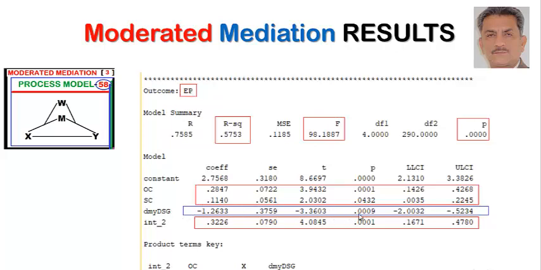Then designation is also significant, as it was in the case of OC, but it is negatively affecting employee performance. The interaction term 2 on this path is also significant with a coefficient of 0.3226, a t-score greater than 1.96, a p-value less than 0.05, and significant lower and upper limits of the confidence interval. So all four variables are contributing to employee performance.